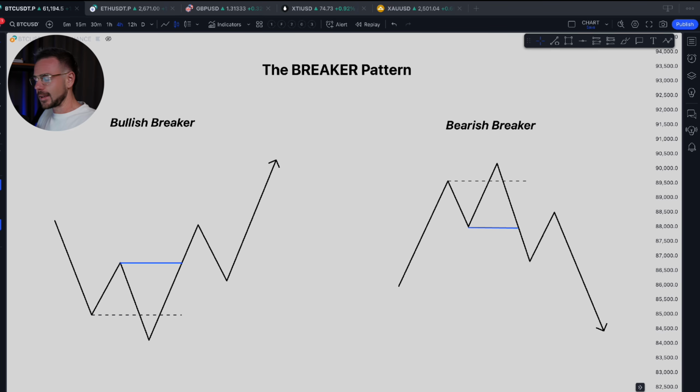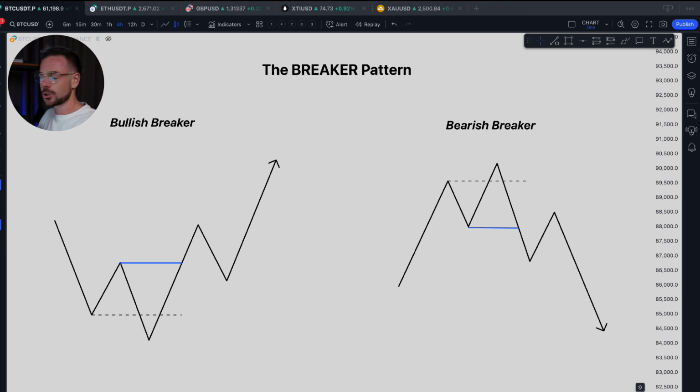At the end of this video, I'll show you exactly how to use it as an entry trigger, including exactly where to put your entry order and your stop loss. But let's get stuck into it. So we're going to be looking at the breaker pattern, okay? It has a couple of different names, but essentially it's showing us a reversal in the market.